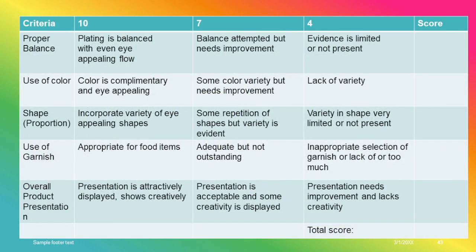In rating your score, I will use the following rubric. Criteria: proper balance, use of color, shape proportion, use of garnish, overall product presentation. Plating is balanced with even eye-appealing flow. Color is complementary and eye-appealing. Incorporate variety of eye-appealing shapes appropriate for food items. Presentation is attractively displayed, shows creativity. 10 points.